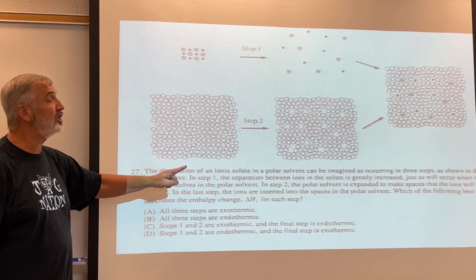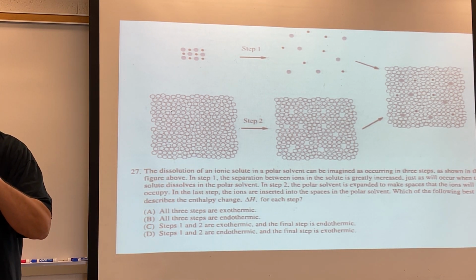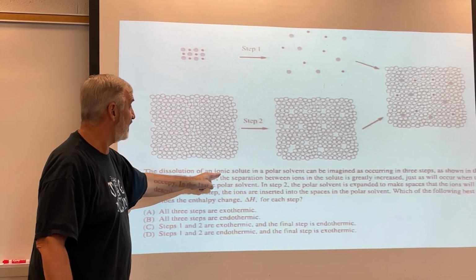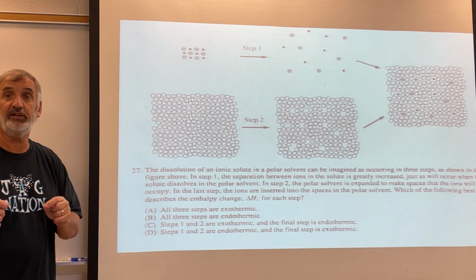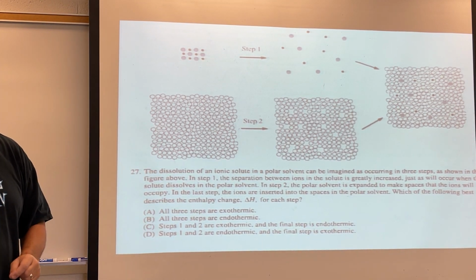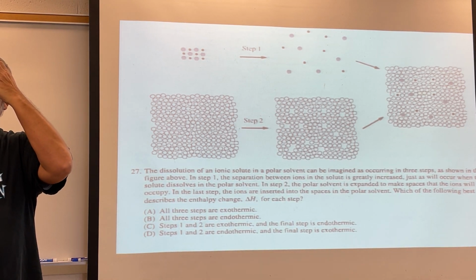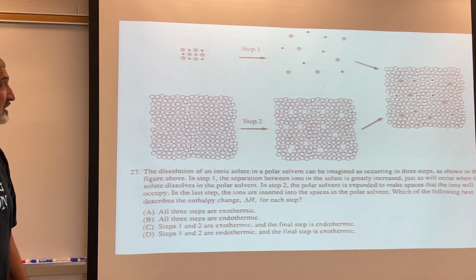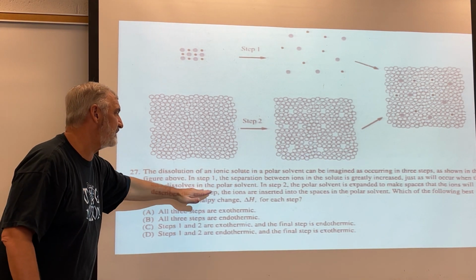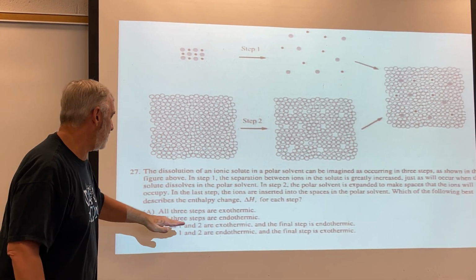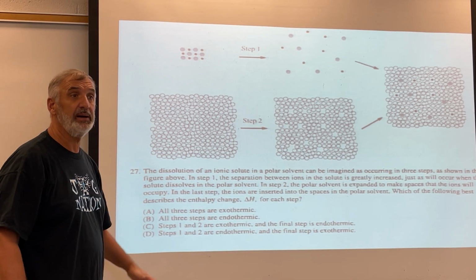The dissolution of an ionic solute in a polar solvent. So what is the attraction between the solute and the solvent going to be called? An ionic solute in a polar solvent. What's the attraction between the solute and the solvent called? It is ion dipole. It is ion to dipole attraction. So that ion to dipole attraction is occurring in 3 steps shown above: step 1, step 2, step 3. Which of the following best describes the enthalpy change, delta H, for each step?